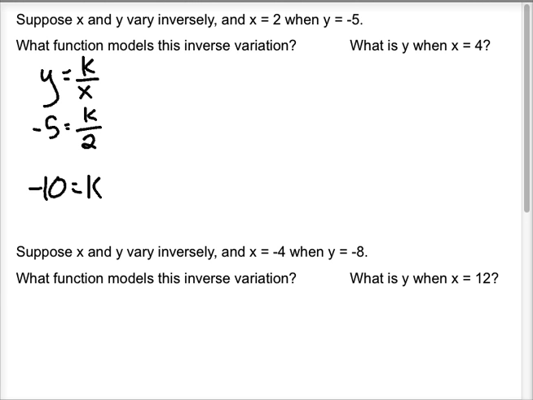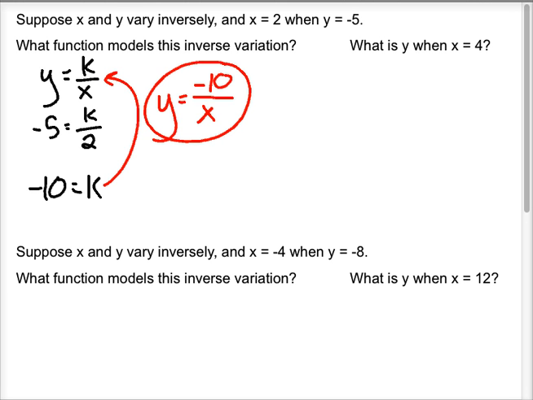So I have my constant of variation. But to actually solve this problem, the true equation is when you plug that k back in, and you get y equals -10 over x. That is our true equation. And I can use that equation for my second part. What is y when x is 4? If I plug in 4 for x, I get that y should be -2.5.